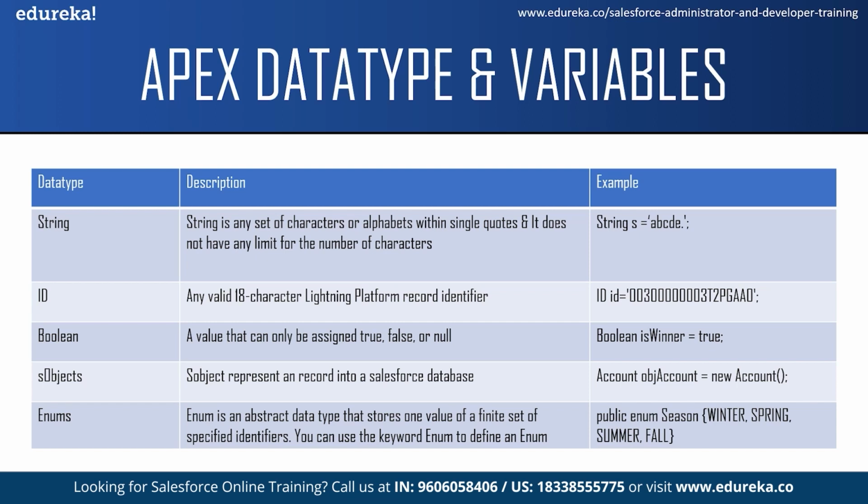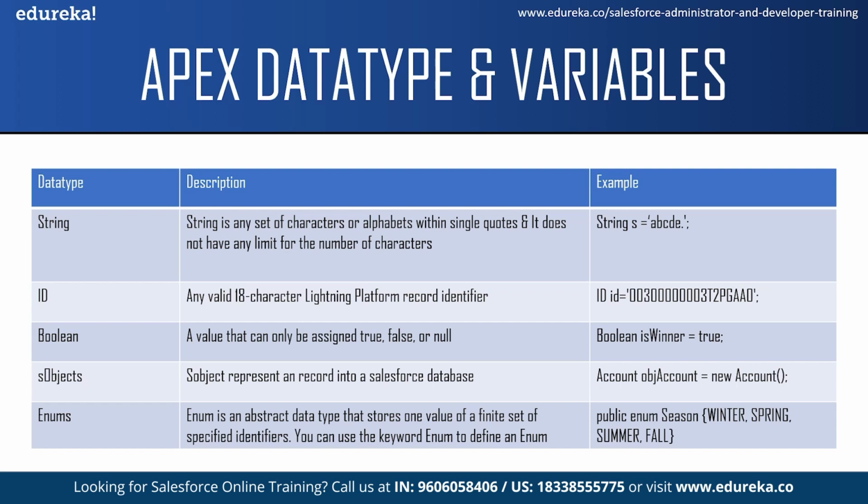Followed by the string data type, we have the ID data type. Now ID is used to store the ID of a record. Now as we know, all records will have a unique ID. So in order to perform any operation on that record, we need to use the ID of that. So ID in Apex is any valid 18-character Lightning Platform record identifier. If you set an ID to a 15-character value, Apex automatically converts the value to its 18-character representation. Here you can see the example of an ID, which is 003 followed by a number of zeros, 3T2PGAAD. It is basically an 18-character Lightning Platform record identifier.